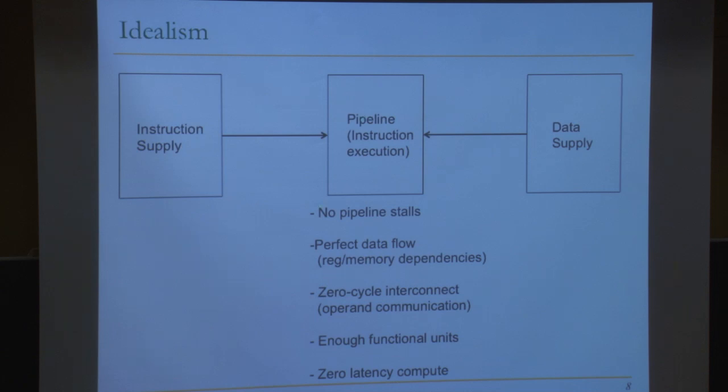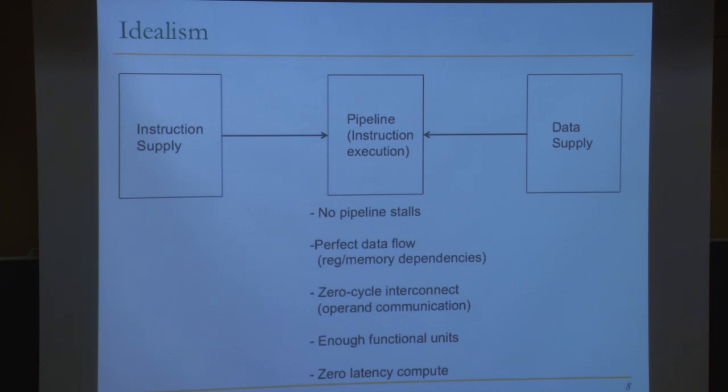Well, no pipeline stalls, right? And we've looked at many mechanisms to minimize the pipeline stalls. Perfect data flow. We want to have perfect data flow, data flowing from one function to another very quickly, right? Very quickly means you need zero cycle interconnect somehow. And you don't want additional dependencies also. We tried eliminating those dependencies to enable perfect data flow, right?